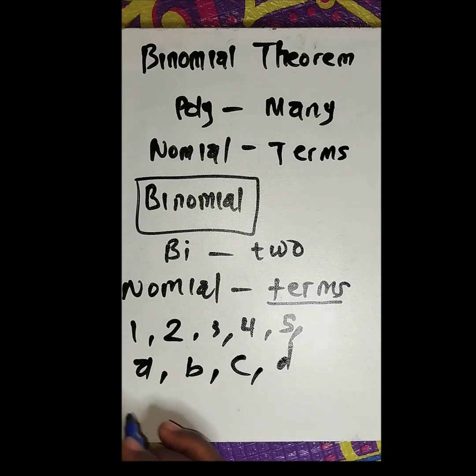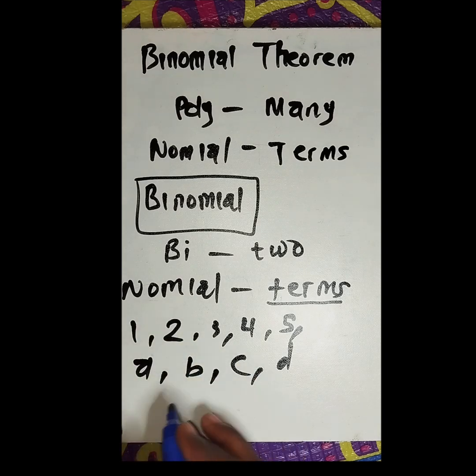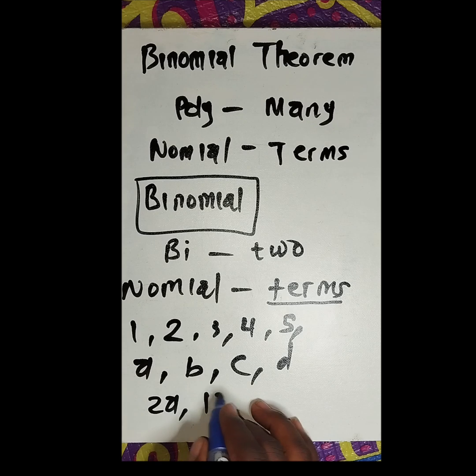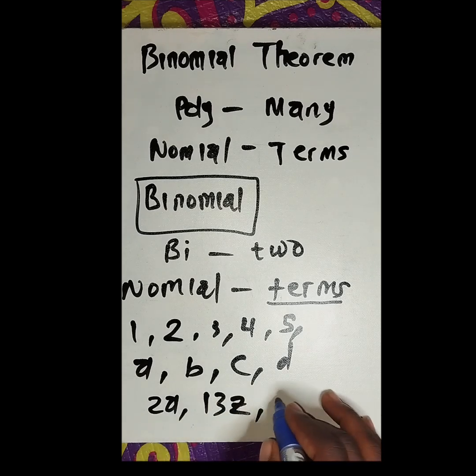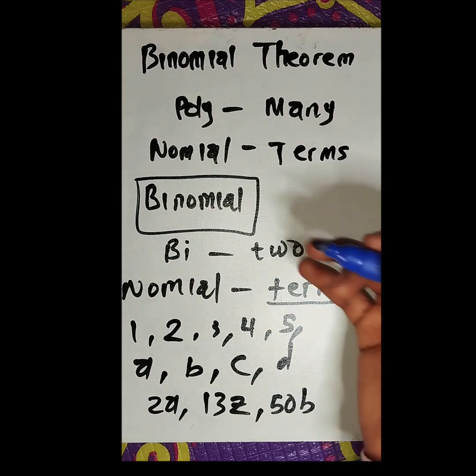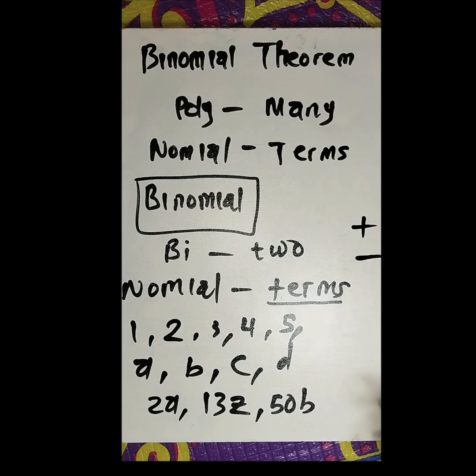In fact, a term could also be combinations of letters and numbers. Let's take, for example, 2a is a term, just one term. 13z is a term. 50b is a term. Okay? So, if you want to have two or more terms, then you need to introduce your addition and subtraction.